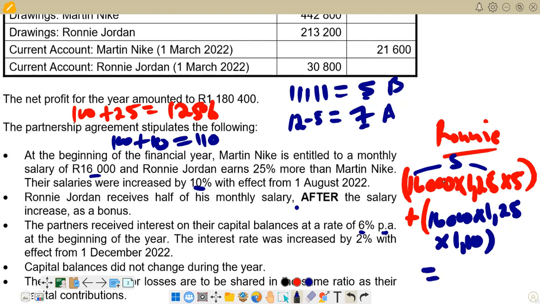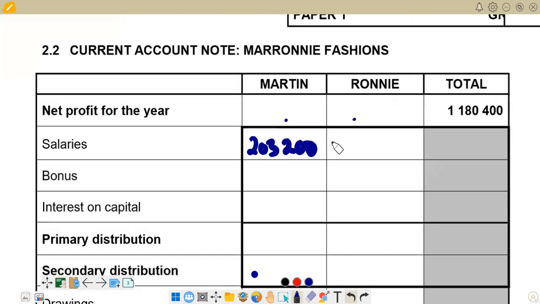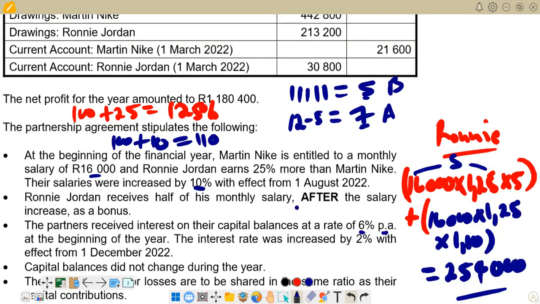So if you multiply this, the answer that you get, you add to this one, you are supposed to get 254,000. So here now it becomes 254,000. So that's what we have there. So you can just go and put that one under now for Ronnie Jordan. So here now it becomes 254,000. Then you go to the bonus. We go to the bonus there.